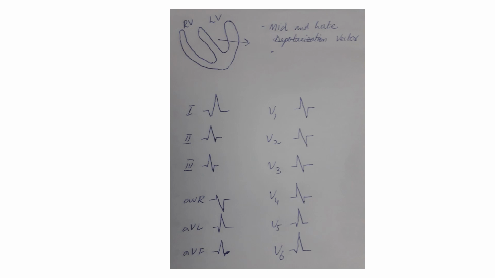Similar will be the case with leads V5 and V6, and the lead AVR as well as lead V1 and V2, which were initially recording a positive deflection, will now record a negative deflection during this portion of depolarization of the ventricles.